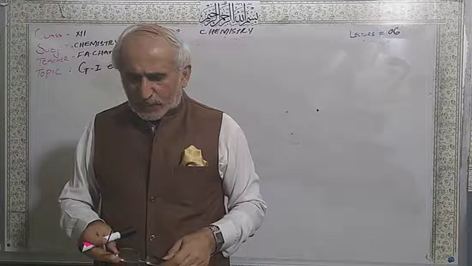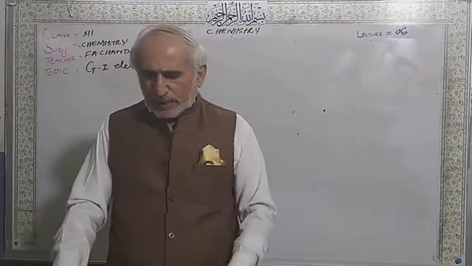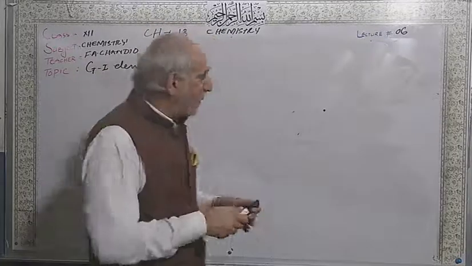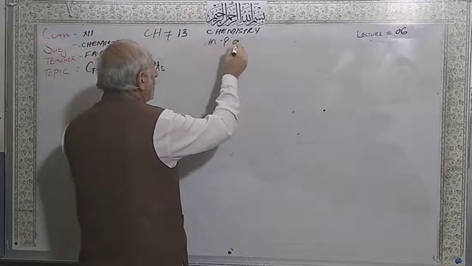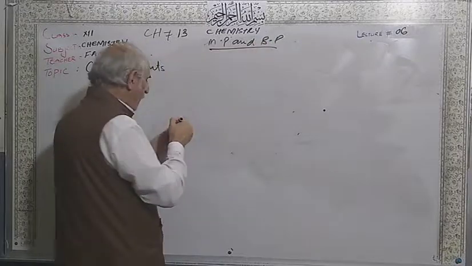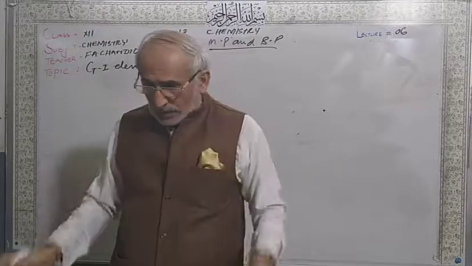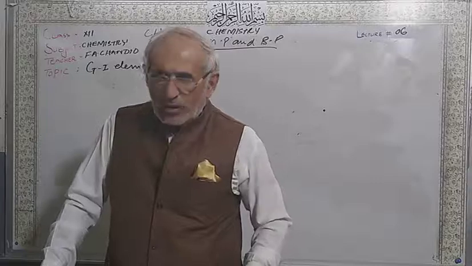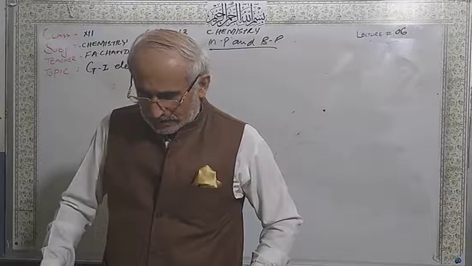So we reached the electropositivity, electronegativity, and the melting and boiling points. I am going to start the melting and boiling points of alkali metals. If you open your book, page number 25: trends in melting and boiling points of group number 1 elements.